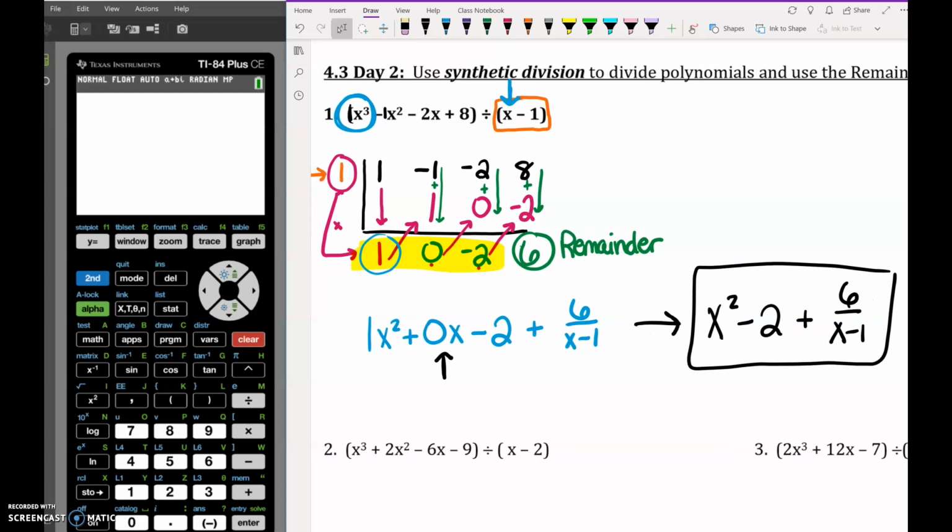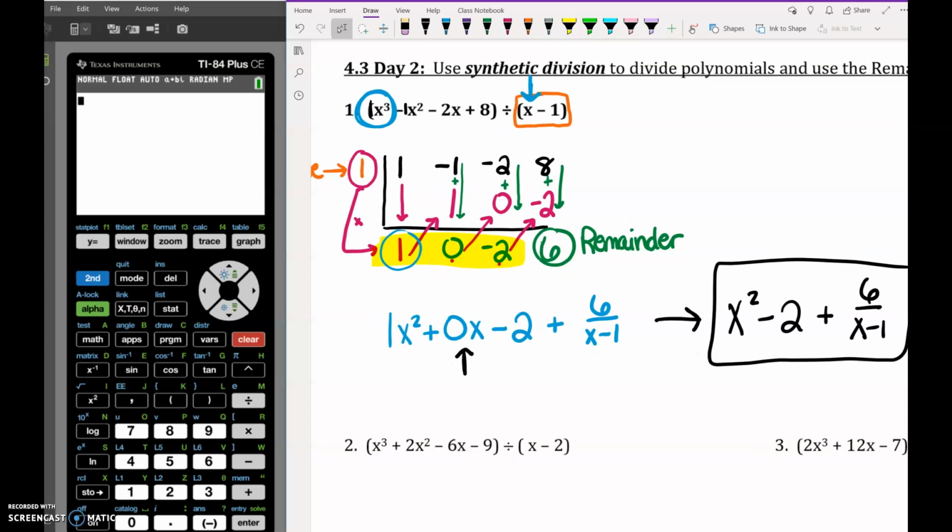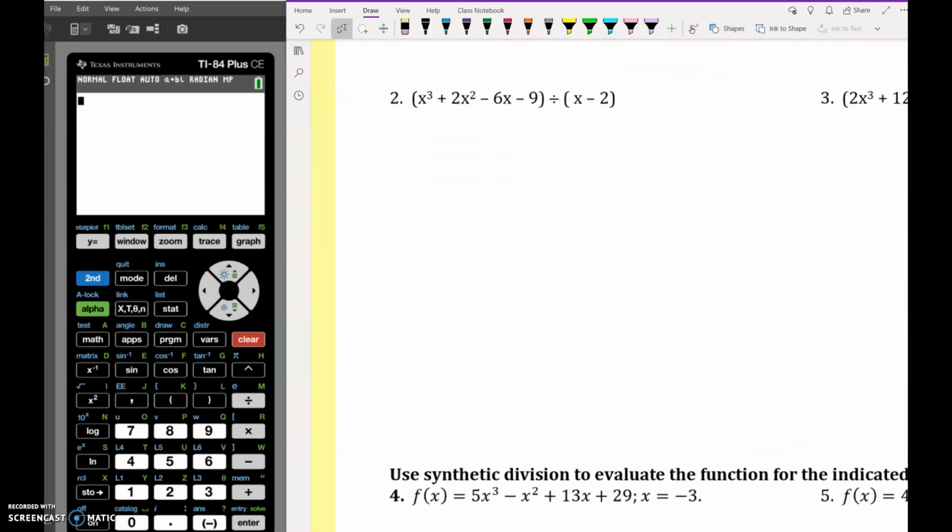Okay, now, just like the last time when we learned long division, the first time you saw long division, your brain was kind of like, what did I just see? And after the second or third time, the pattern started to sink in and it started to be easier. The same thing will happen with synthetic division. So let's try number 2.